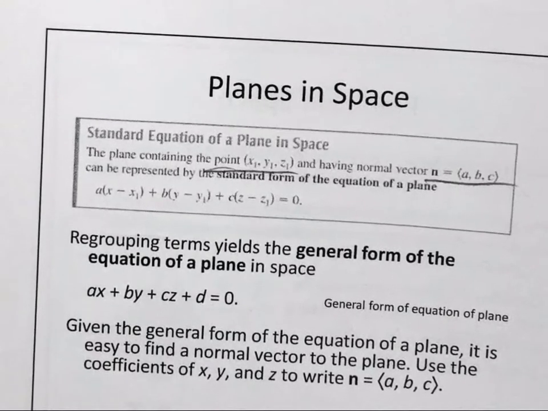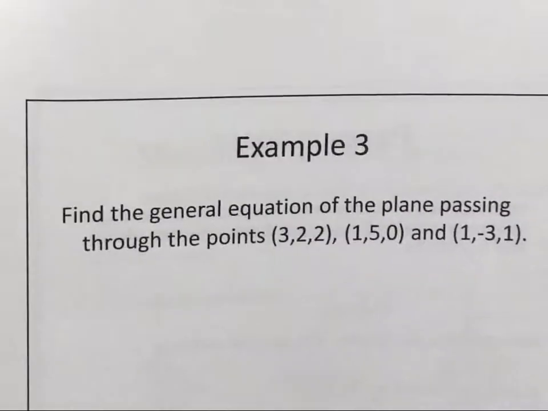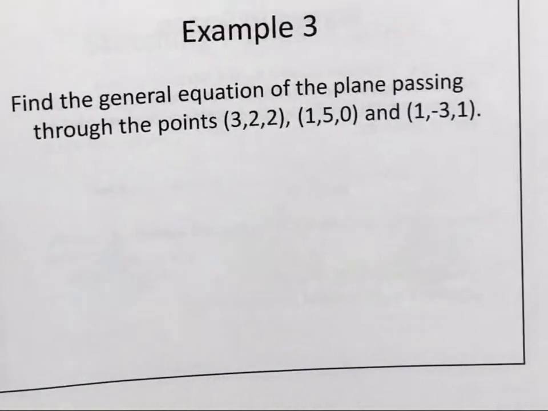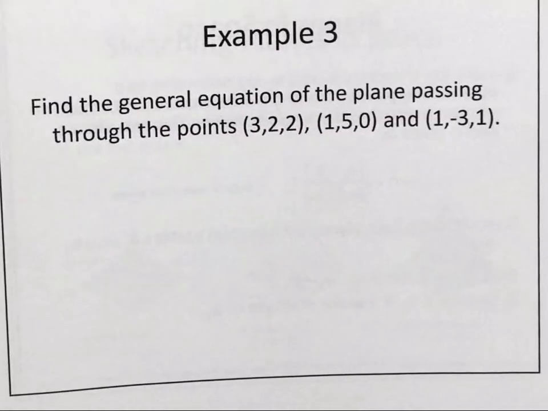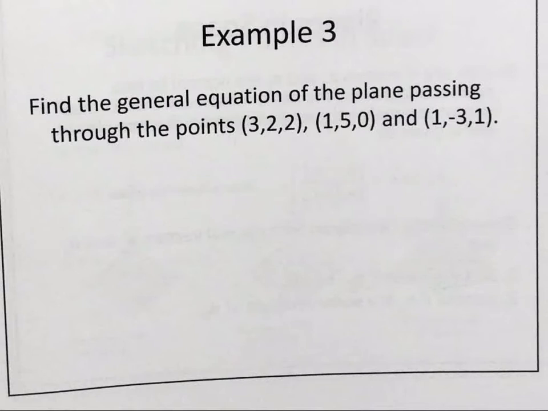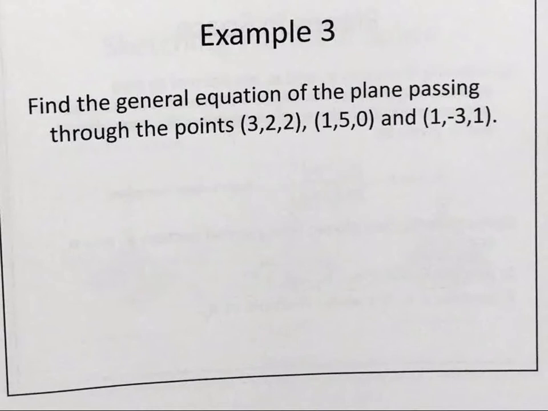Okay, so if I want to find the general equation of this plane passing through those 3 points, the problem here is it's kind of hard to figure out the normal vector from just 3 points. So what do I need to do? Any ideas?